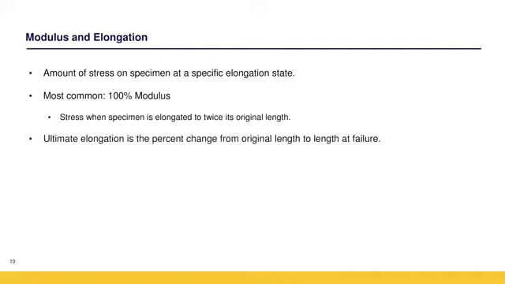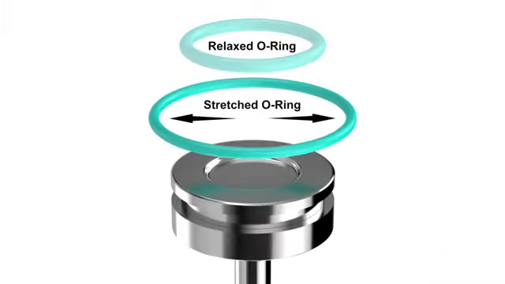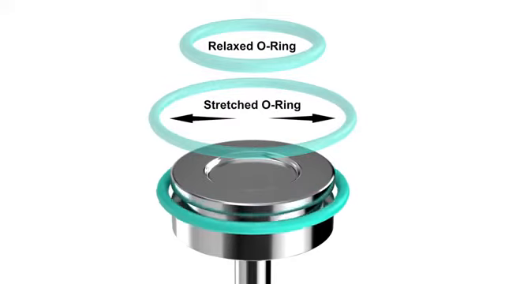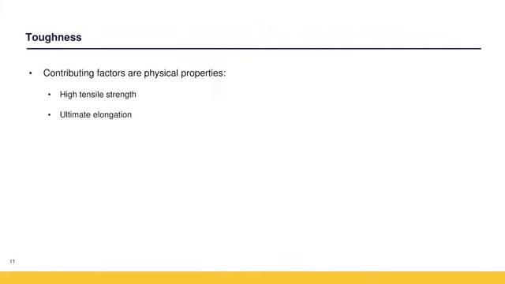Elongation is more relevant during the installation of O-rings than in the direct and intended application. As an example, consider an O-ring that must be stretched over a piston or other fixture in order to seat in a groove on the shaft. If the O-ring is elongated beyond its limits, the O-ring can break. High tensile strength, ultimate elongation, and 100% modulus can contribute to an elastomer's toughness, which is an important property in dynamic applications.